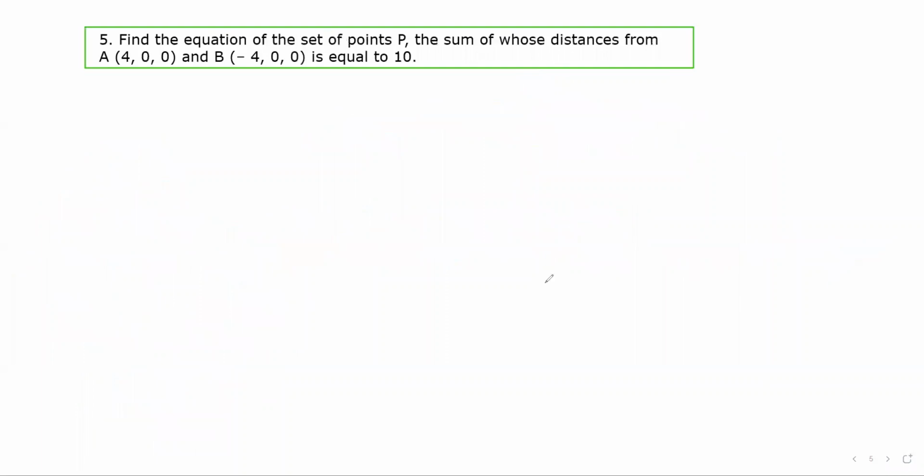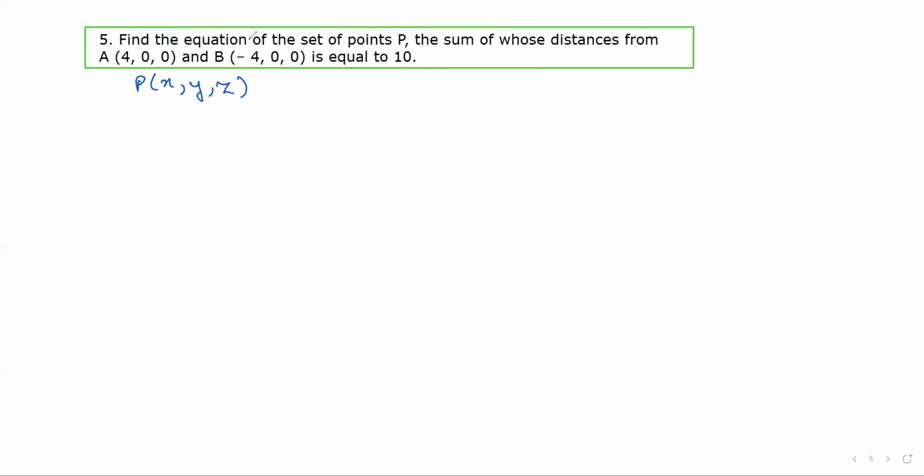Next, find the equation of set of points P, the sum of whose distances from A and B is equal to 10. Now it's a simple equation, simple condition. Equation of set of points P. So P can be considered as x, y, z. You have to consider the equation of set of points P. That means your equation is in terms of x, y, and z. That is what you understand from find the equation of set of points P.